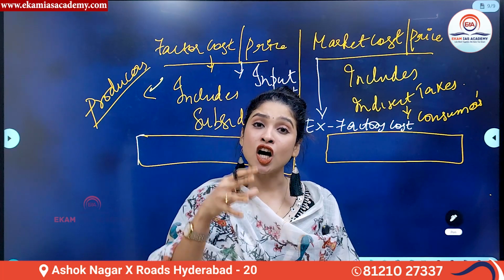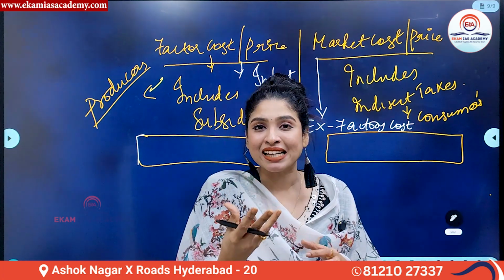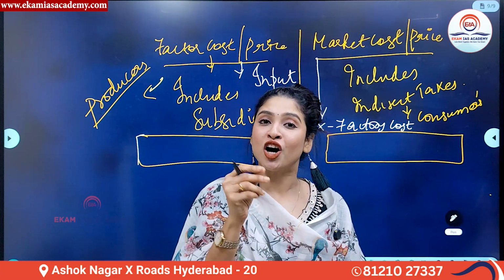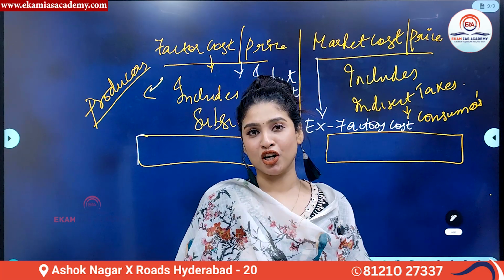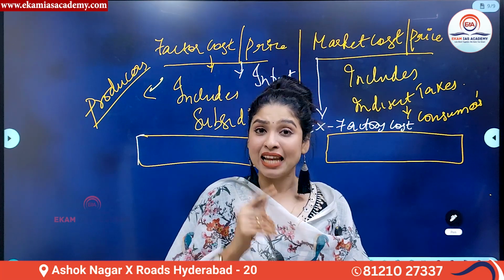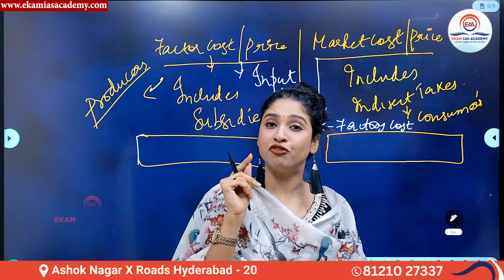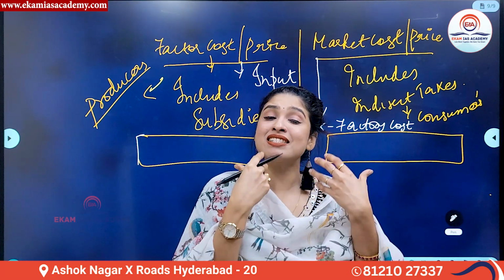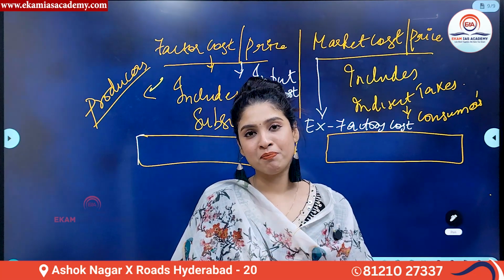So now, the cost incurred by the producer to produce one particular commodity is called factor price or factor cost in simple terms. That is why it is called input cost or input price. Now, this is the price from the point of view of the producers. Why? Because the producers are incurring or bearing the cost to make this final product.